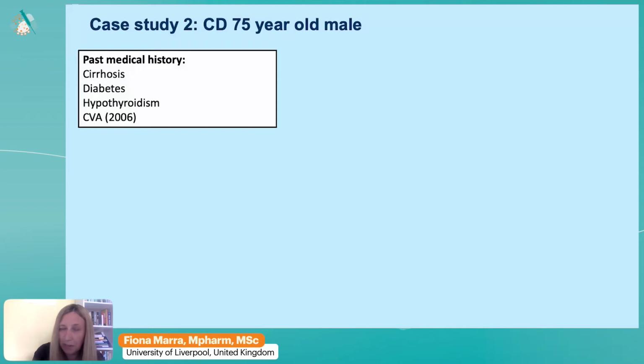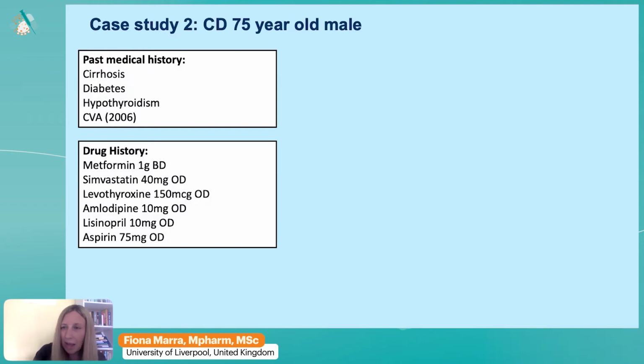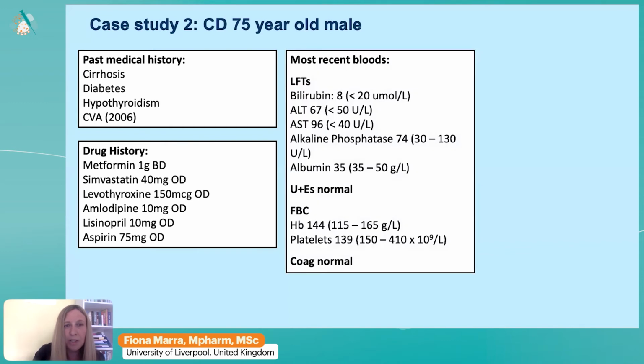This patient was a 75-year-old male. He had cirrhosis, diabetes, hypothyroidism, and the medications here are very typical for many patients that we all see: metformin, simvastatin, levothyroxine, amlodipine, lisinopril, and aspirin. I mentioned he's got cirrhosis, but if you look at his bilirubin and albumin, he's got a normal coag. This patient does not have Child's C cirrhosis, so there's no issue prescribing Paxlovid.